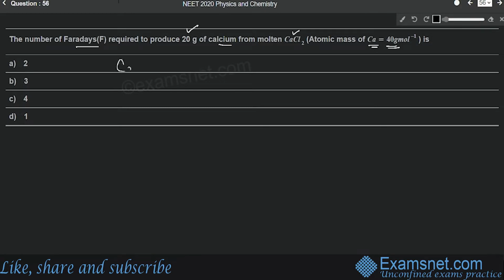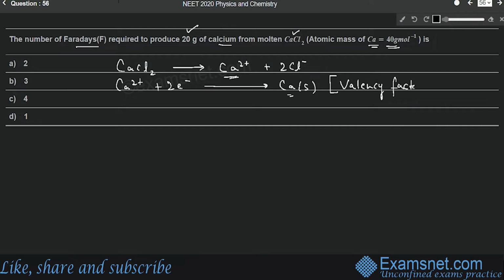Okay, suppose calcium chloride has to be dissociated. Then what will we get? Calcium ion, Ca2 plus, and chloride ion, right? Now if we have to obtain solid calcium from this calcium ion, then how many electrons should be added? 2 electrons are required to cancel the 2 positive charges, right? So here we'll get solid calcium. So since 2 electrons are required to get solid calcium, the valency factor of calcium ion is 2. Okay.